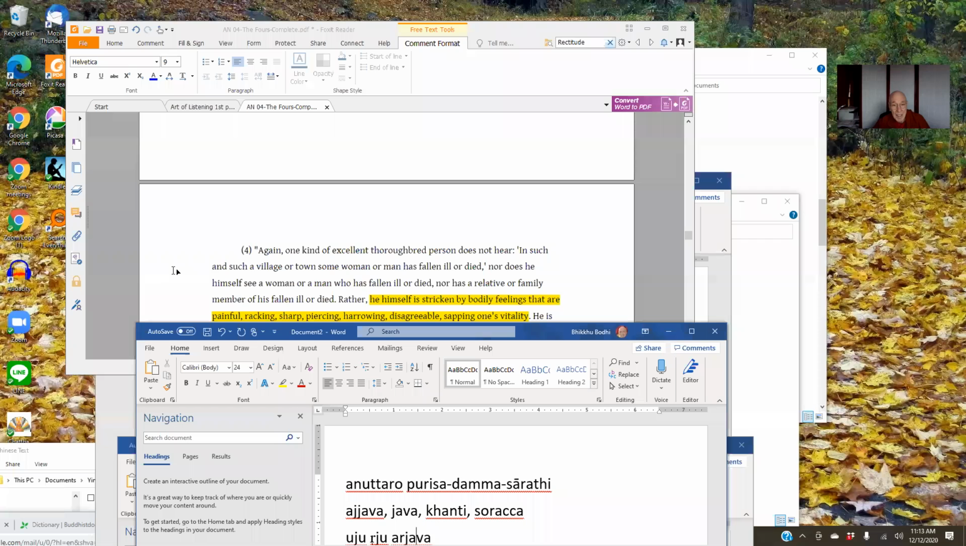Because of the simile, Bhante, when the horse is dead, there's no second chance. Yeah, it doesn't work in that way. Okay, thank you. Shouldn't take it too literally.